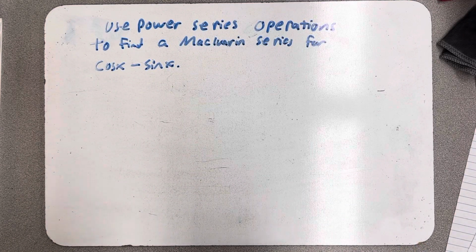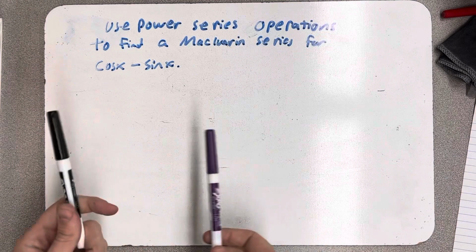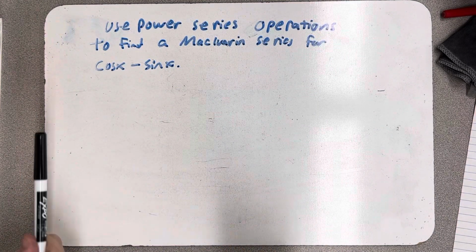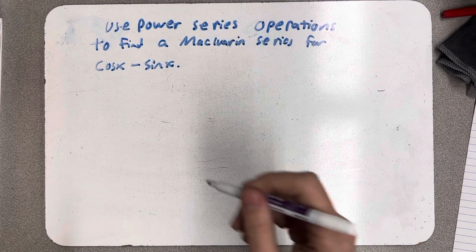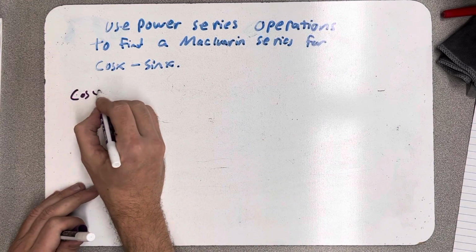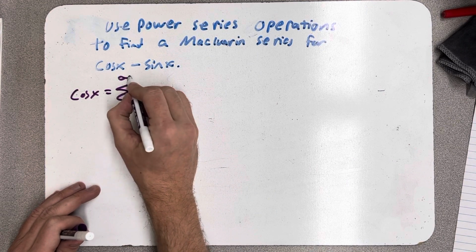In this video, we're going to find a Maclaurin series for cosine of x minus sine of x, and we're going to do that by using power series operations. Much like I said in the last video, we could just start taking a bunch of derivatives and use our process for finding a Maclaurin series, but we already know that cosine's Maclaurin series is this.